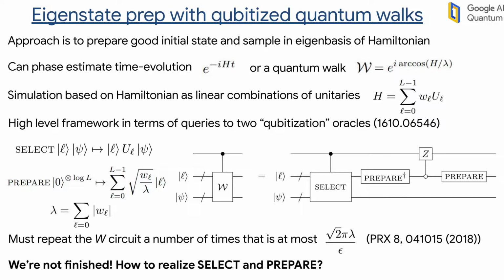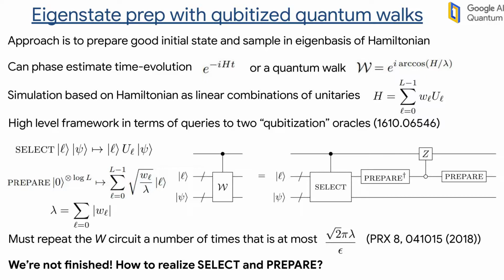And then suppose that you had one other circuit, which we call prepare. And this one creates a superposition over this index register with amplitudes that are weighted by the coefficients of the terms in the Hamiltonian. And there's a normalization parameter here, lambda, the sum of the absolute values of the coefficients, which turns out to have pretty significant ramifications for the complexity of the algorithm.